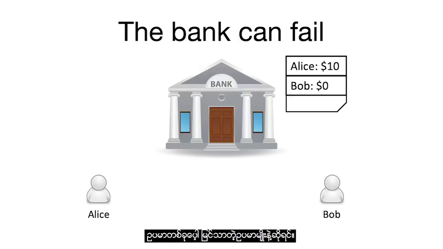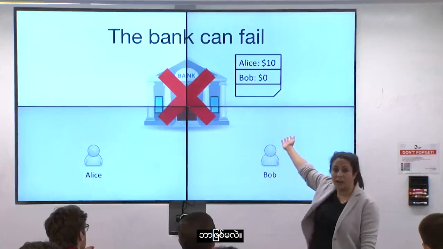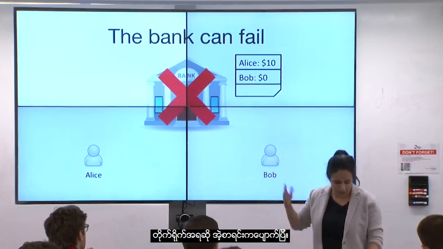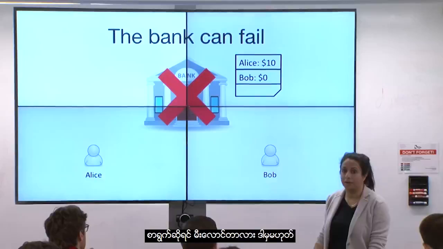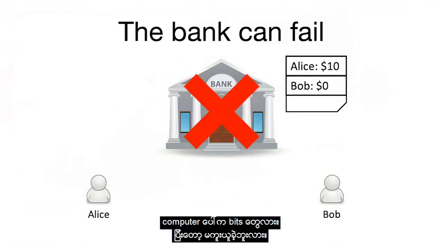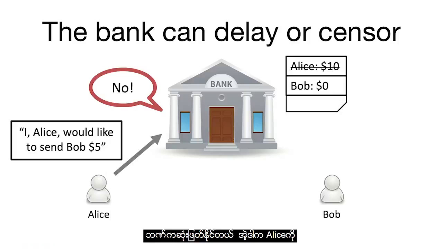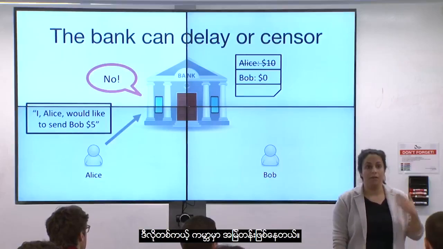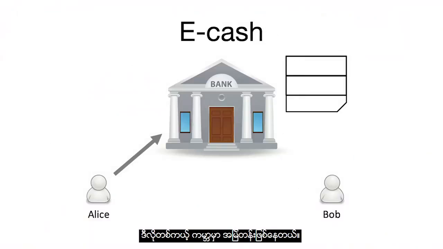So just as a couple of visual examples of that, the bank could just totally go away, and then what happens to that ledger? Who knows, right? I mean, literally, it could just disappear. Maybe it's paper and it gets burnt, or maybe it's bits on a computer and it wasn't replicated. The bank could decide that they don't like Alice for some reason and that they don't feel like processing Alice's transactions. This happens all the time in the real world.